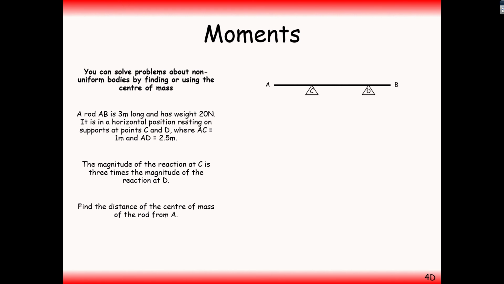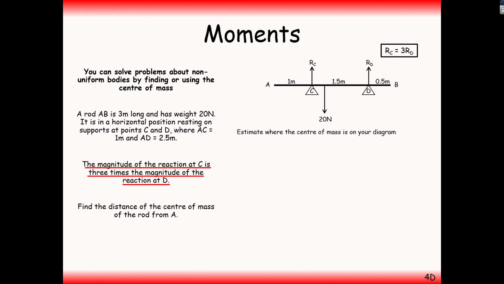Okay, there's the picture. We're told information about AC and DB, so we can get those. Those distances can go on. Then normal reaction force at C, normal reaction force at D. Okay, roughly put on where the centre of mass is going to go. If we're in the wrong place, it doesn't matter, it just means there's more interpreting at the end to figure out where it's supposed to go. From the information over there in red, we can simplify what we've got for our R's. So we know that RC is 3 lots of RD, so let's replace it.